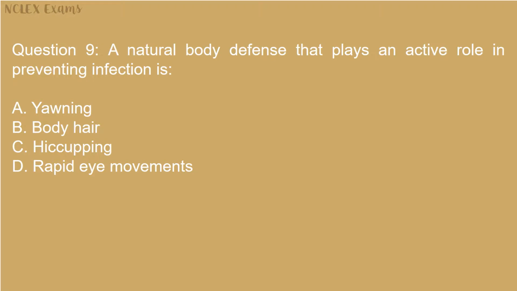Question 9. A natural body defense that plays an active role in preventing infection is: A. Yawning. B. Body hair. C. Hiccuping. D. Rapid eye movements.